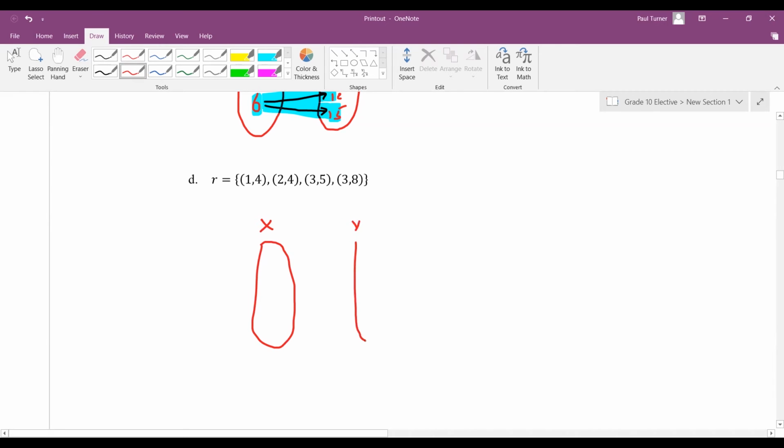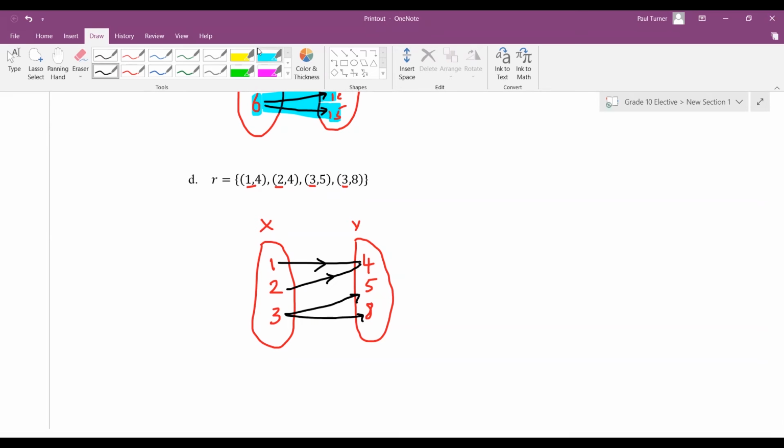So X and Y. So you've got 1, 2, 3, 3. Like that. You've got 4, 4, 5, 8. So 4, 5, 8. There. Then we match up our numbers. 1 to 4. 2 to 4. 3 to 5. And 3 to 8.